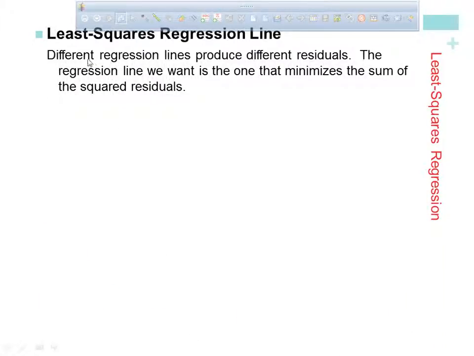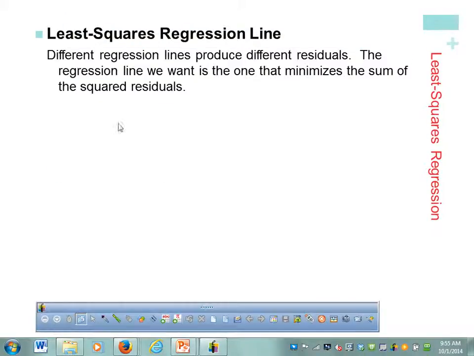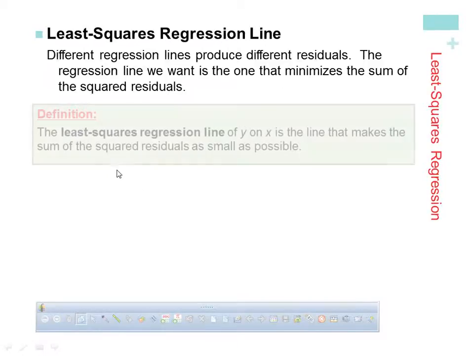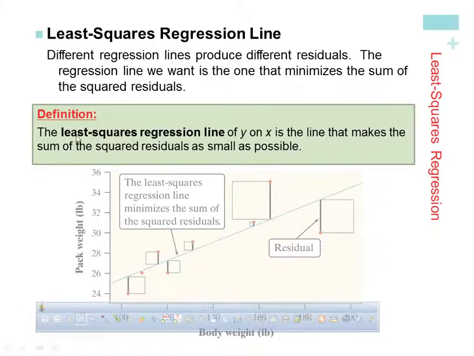The least squares regression line, which is what you've been doing in your calculator. Different regression lines produce different residuals. The regression line we want is the one that minimizes the sum of the squared residuals, and that's what we've been doing, which is called the least squares regression line. The least squares regression line of y on x is a line that makes the sum of the squares of the residuals as small as possible.